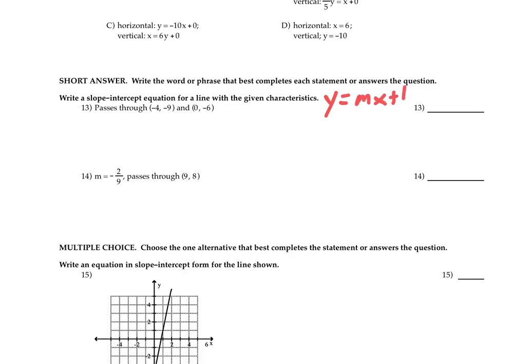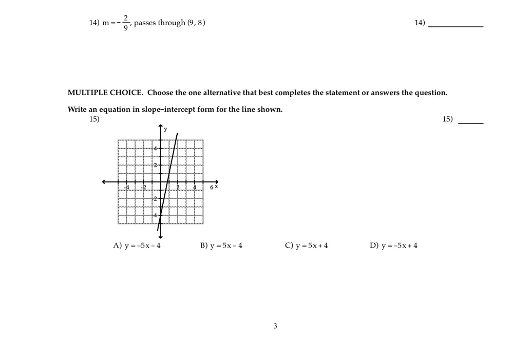13 and 14, we're going to put it into slope-intercept form. So we have to know the slope and the y-intercept. Those would be short answer questions. These would be like what we talked about yesterday: different scenarios, 2 points, or a slope and a point, different information. You've got to put that information into an equation, and we want to finish out in slope-intercept form.